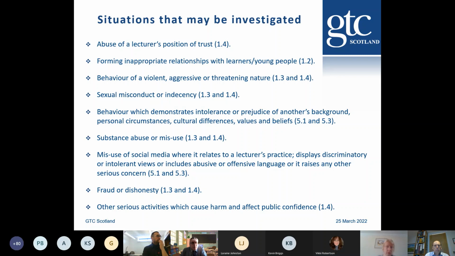I should also point out that employers have a legal duty to refer a matter to us under circumstances where they have dismissed the lecturer due to misconduct, which may very well be the case with the situations mentioned on this slide, or where the lecturer stops working for the employer under circumstances where they would have or might have dismissed the lecturer for misconduct. That's a legal requirement for any employer, and one that everyone should be aware of, so that it doesn't come as a surprise when an employer makes a referral under such circumstances.